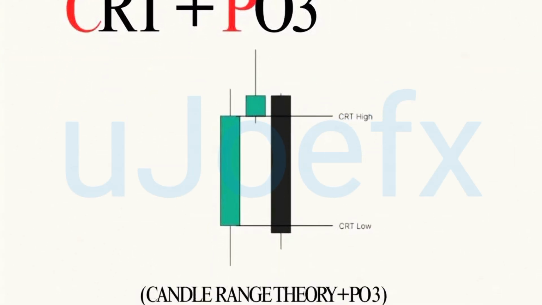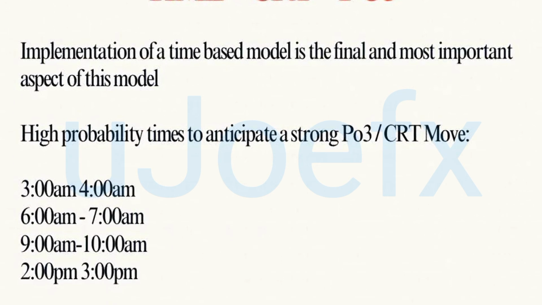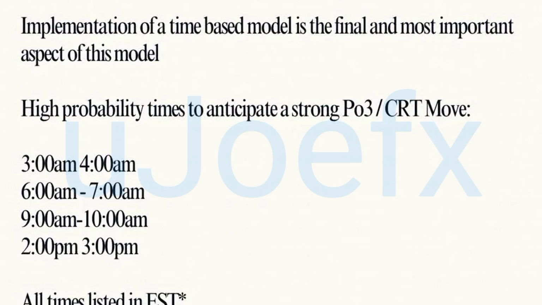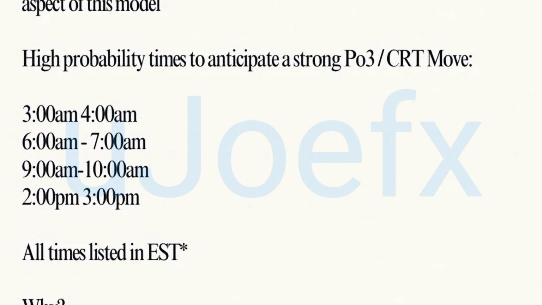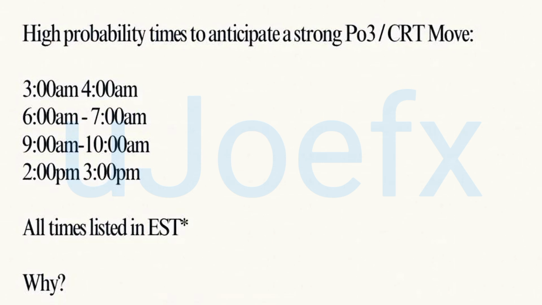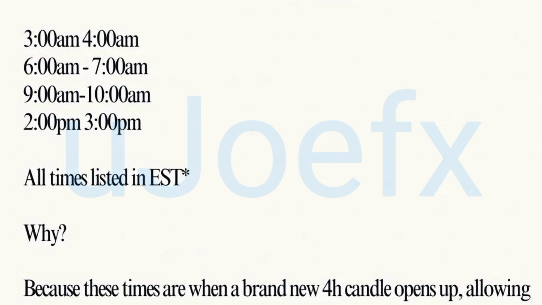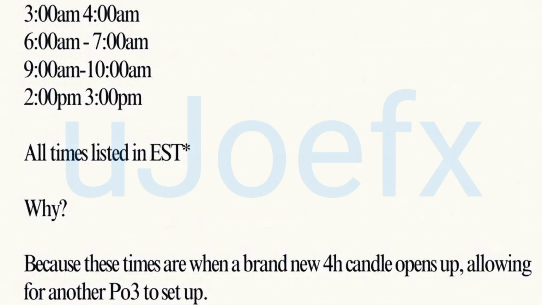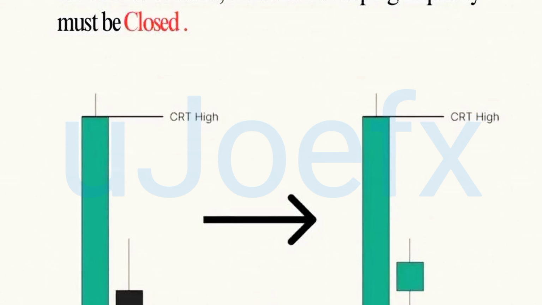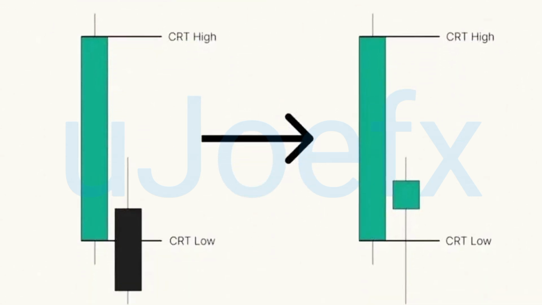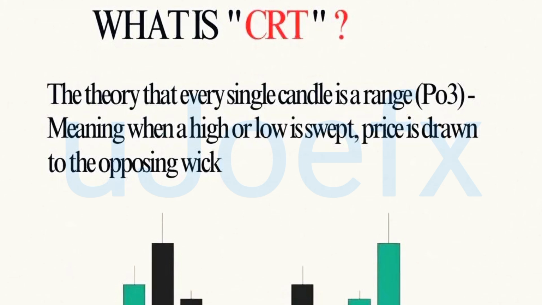Now, when we talk about CRT, it's a combination of three candles. But before then, it is very important to understand the probable times to anticipate a strong CRT, PO3 or CRT. We are talking about 3 a.m. to 4 a.m., 6 to 7 a.m., 9 to 10 a.m., and 2 p.m. to 3 p.m. These are high volatility periods you could look at for your CRT. Now, as you can see, this is another beautiful one that has to do with a sweep in liquidity.